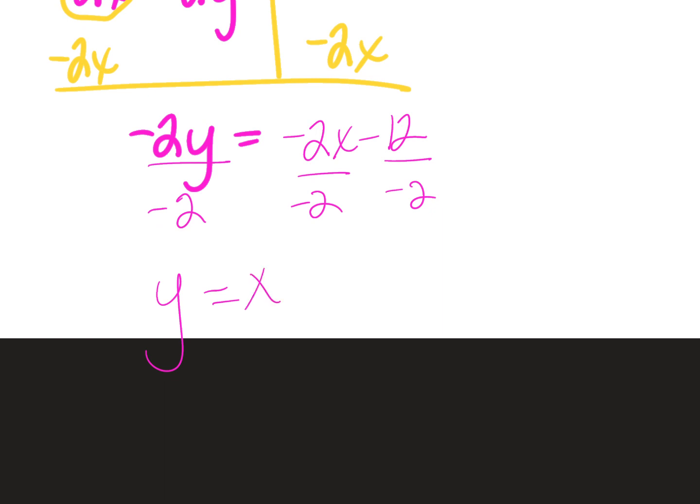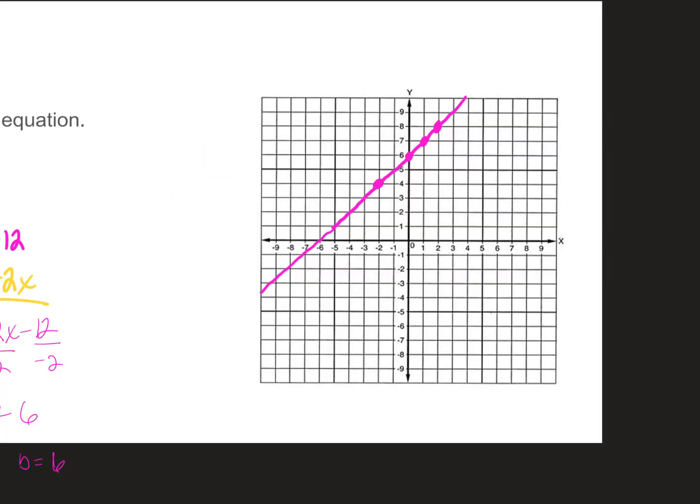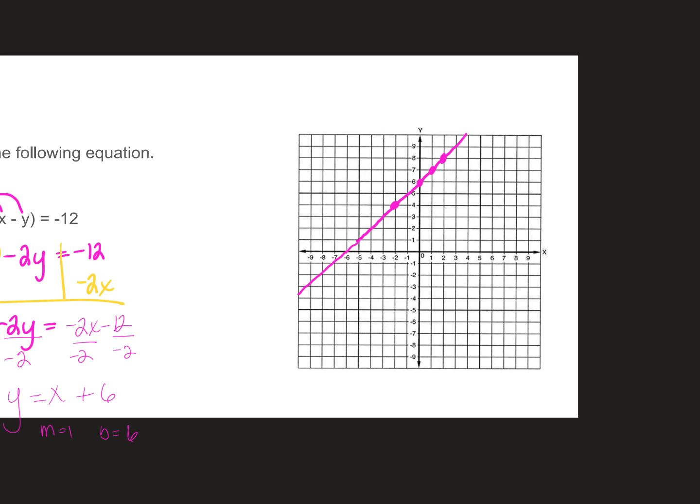1x, that's going to be our slope. Negative 12 divided by negative 2 is positive 6. That's our y-intercept. So pause it, graph your line. All right, so I started again at that y-intercept, rise over run, 1 over 1, so up 1 over 1, and created my line.